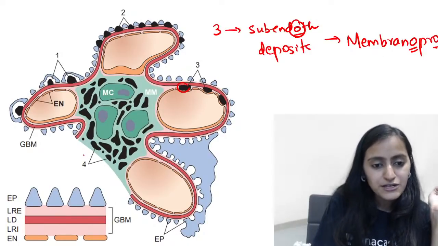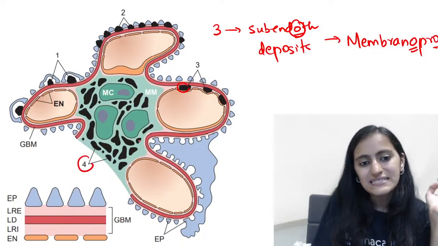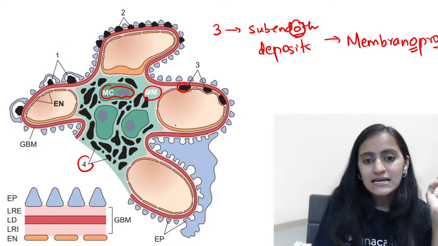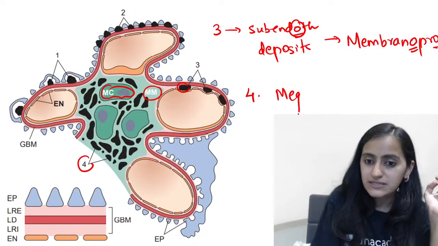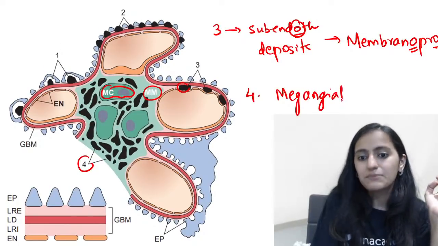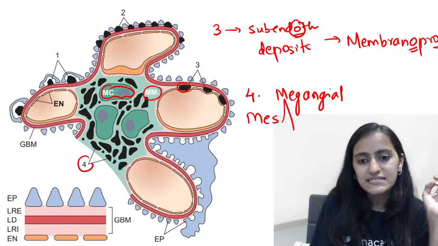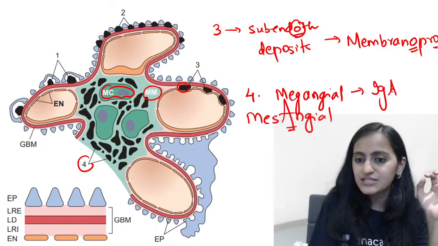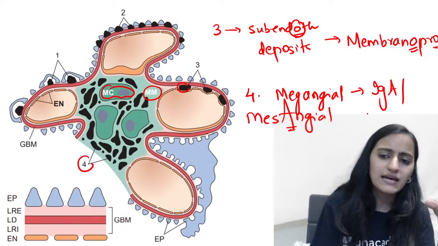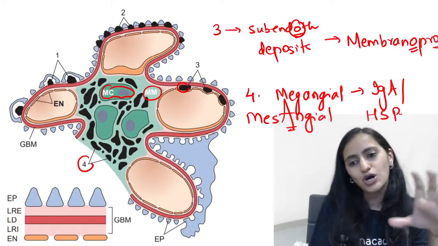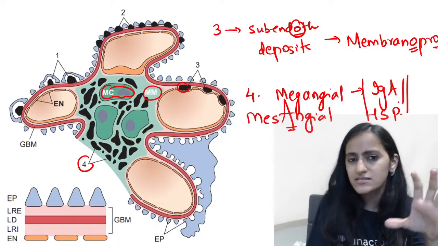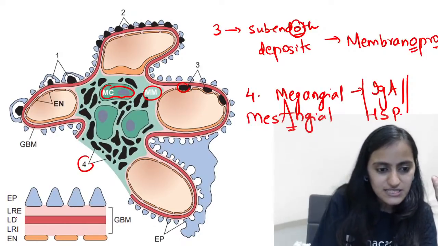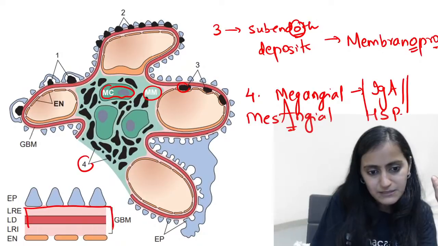Alright. And here you have number 4, that means in the mesangium, these are your mesangial cells and this is your mesangial matrix. In the mesangium, which condition produces deposits? Mesangial. So when you write mesangial, it is A. Okay, it is A. So it is seen in IgA nephropathy. Similar to IgA nephropathy, your Henoch-Schönlein purpura. Remember these two causes of mesangial deposits. Very, very important.